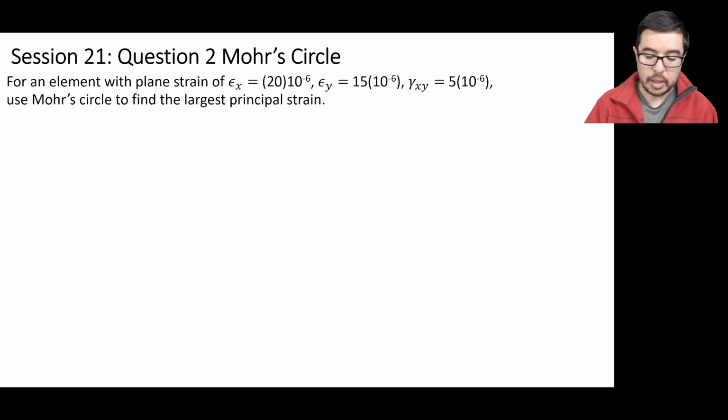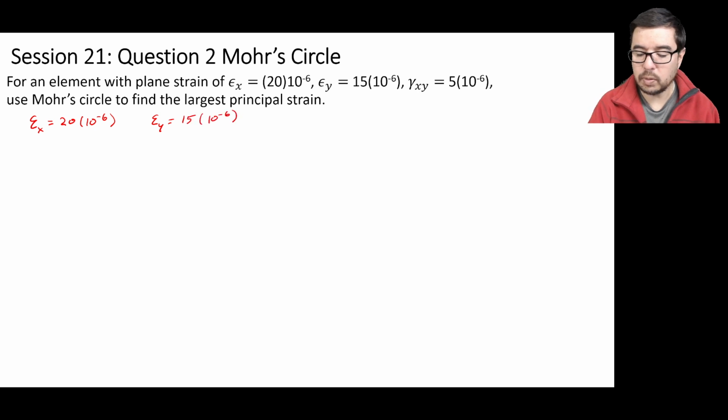Well, let's go ahead and rewrite what the state of strain is. We'll say that we have epsilon x equal to 20 times 10 to the minus 6, so that's going to be 20 microstrain. Epsilon y is equal to 15 times 10 to the minus 6, that's 15 microstrain. And gamma xy is equal to 5 microstrain.